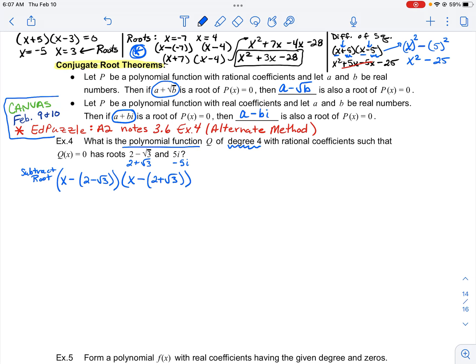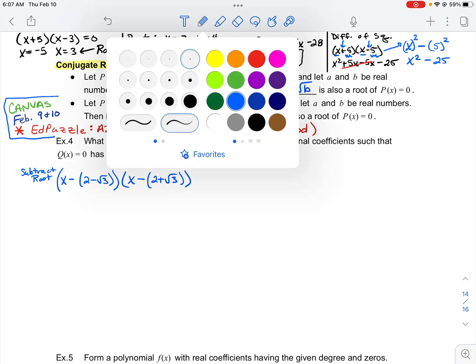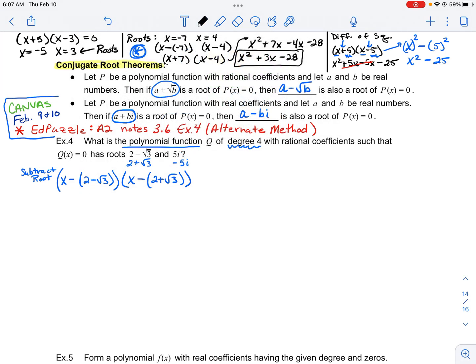Now, I know it starts to look like I have all these parentheses, I have all these numbers, it's all running together. I get that. I need you to just really try to focus and stay with it. You can do this. We also have x minus 5i, that's an additional root, and x minus a negative 5i. We're going to do some simplifying here.